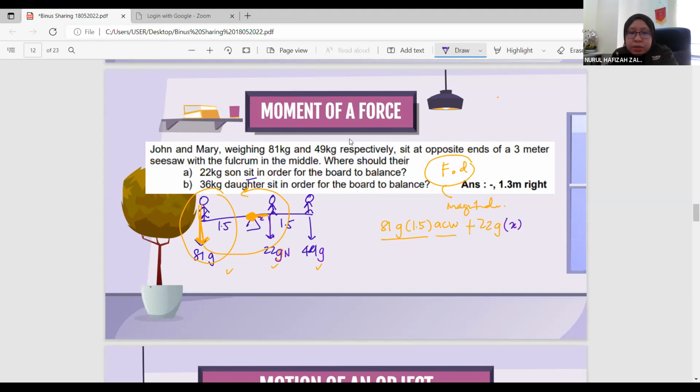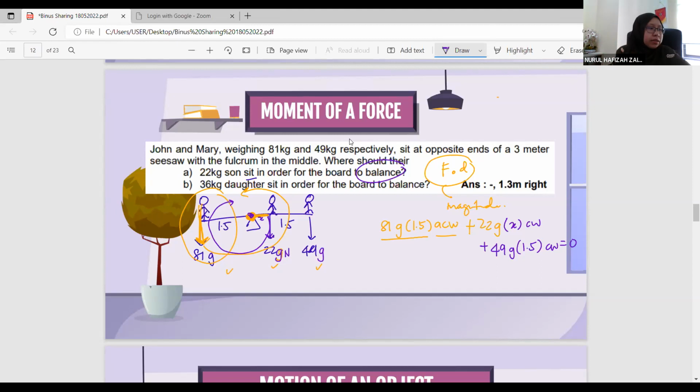And if let's say this is going down and you have this, so it is clockwise. And then we have 49g, and then the distance is also 1.5 clockwise. And the keyword is balance. So balance means equilibrium. So it must be equal to 0. Okay, so now the direction is anti-clockwise, clockwise, and clockwise, which is not the same, right? So what if we make it the same? The direction would be clockwise.